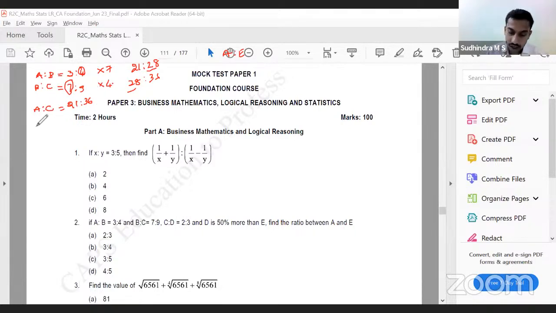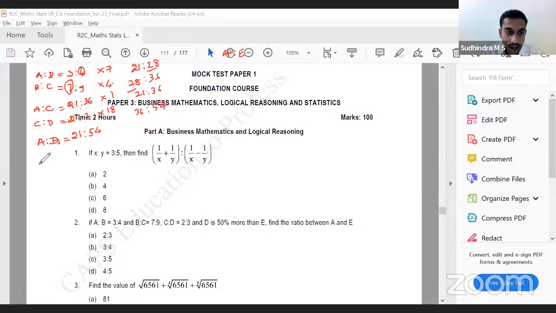Same way, what is C is to D given? 2 is to 3. Now I have A is to C, C is to D. Can I find out A is to D? For that, again, I have to have C common. So to have C as 36 in the second ratio, I have to multiply it by 18. First ratio multiply by 1. You get 21 is to 36. 18 2s are 36 is to 18 3s are 54. Therefore, what is A is to D? 21 is to 54. Correct. A is to D.